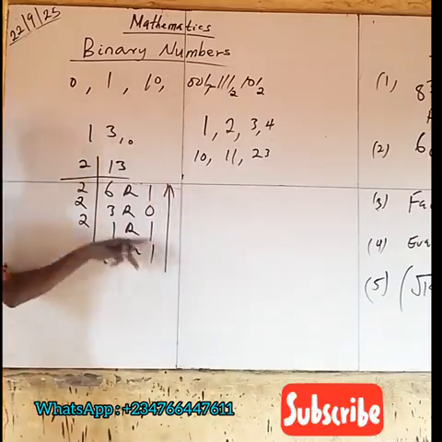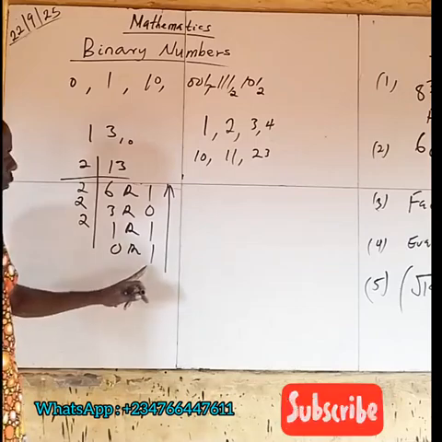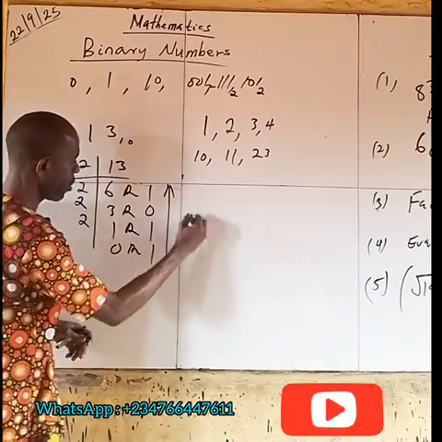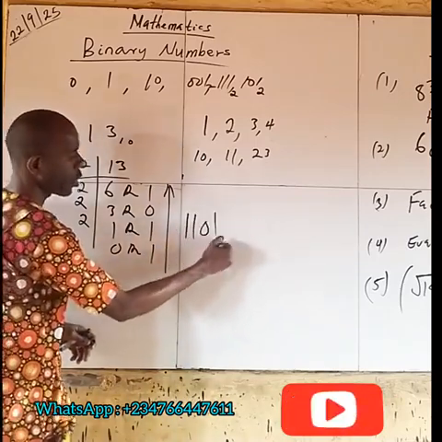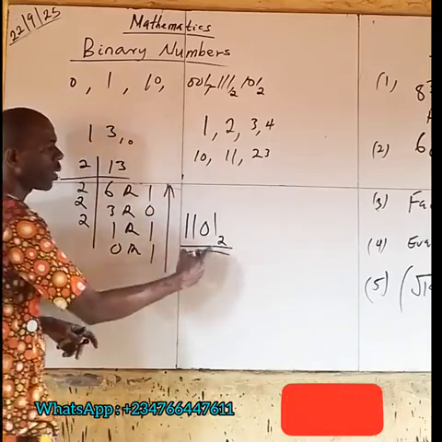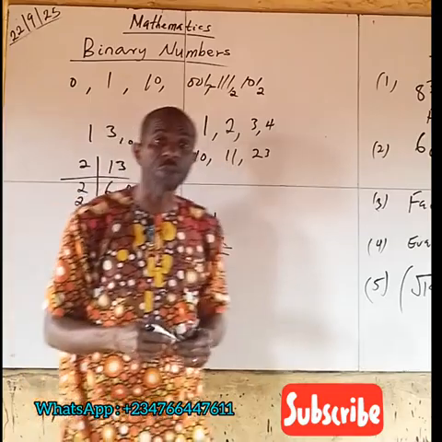So when you are writing the answer, you take it from the down. Look at the arrow. This arrow indicates we are writing from the bottom, which means 1, 1, 0, 1. This is base 2. Always remember your answer should be in base 2.